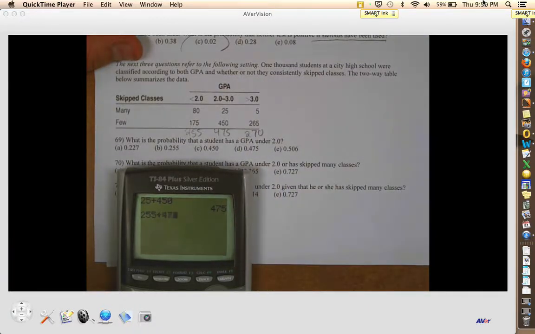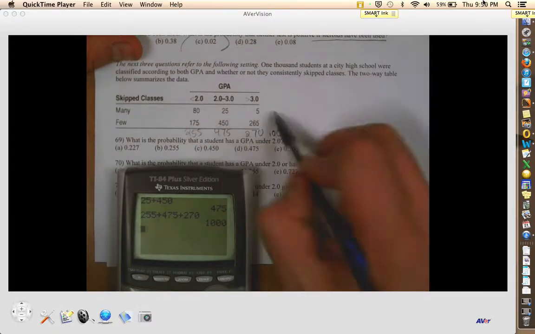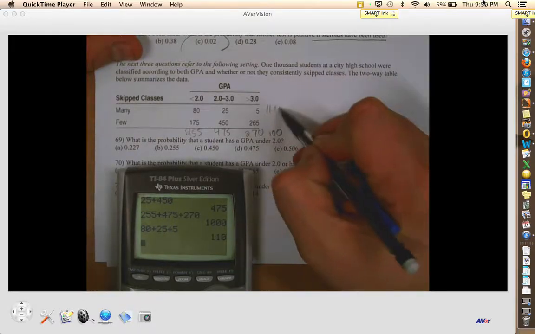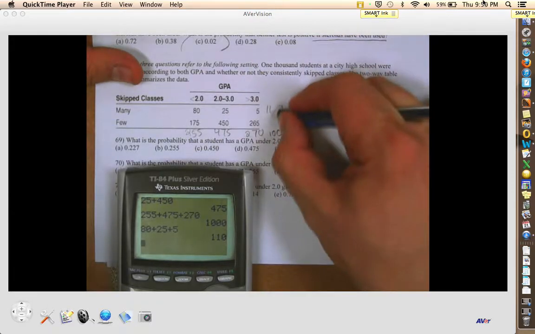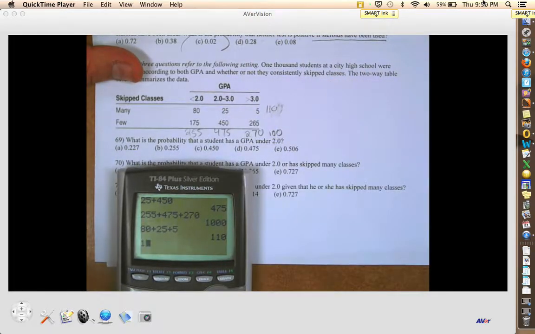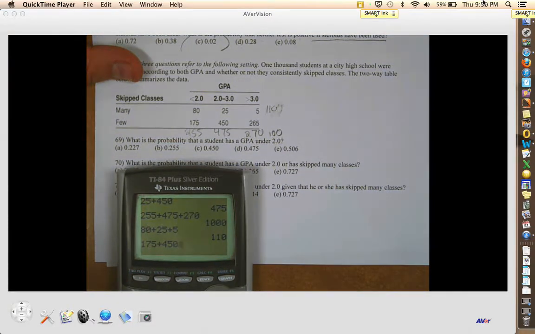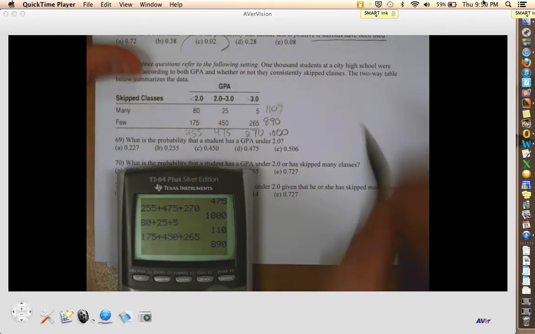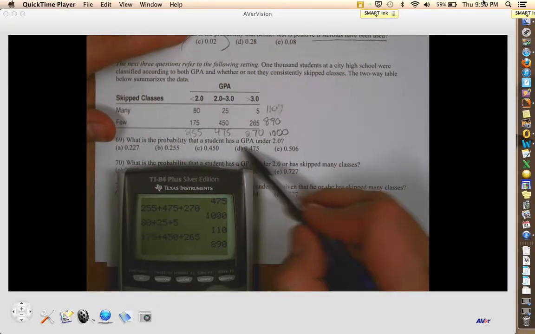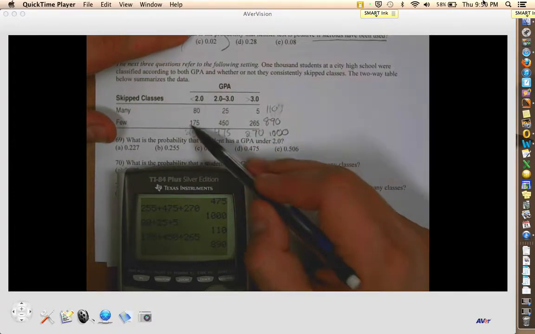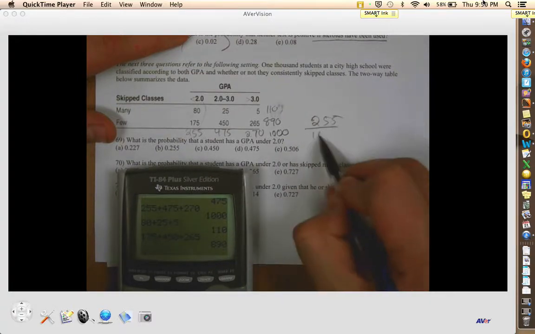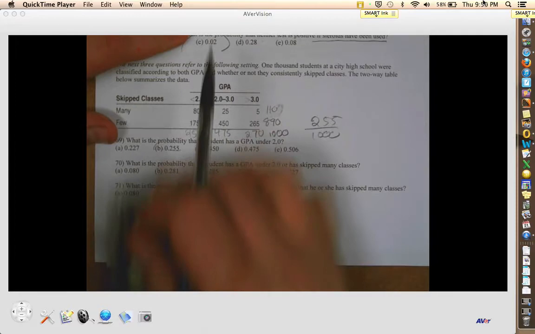And altogether, there are 1,000 students. I might as well total up those other ones while I'm here. So this is 110. Oops. We could just subtract from 1,000, but maybe I'll add up this way just to be safe, to confirm my other numbers. Okay, good. 110 plus 890 does give us 1,000, so life is good. So what is the probability a student has a GPA under 2.0? Well, here are all the students that have a GPA under 2.0, so it's 255 divided by 1,000, which is 0.255, letter B.